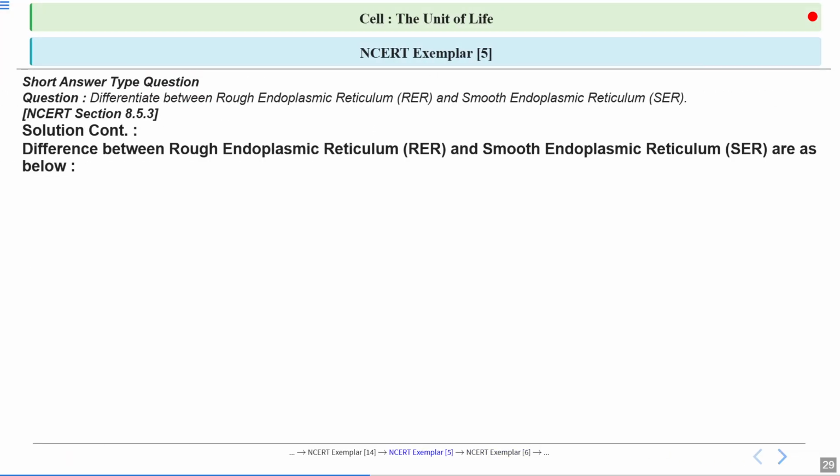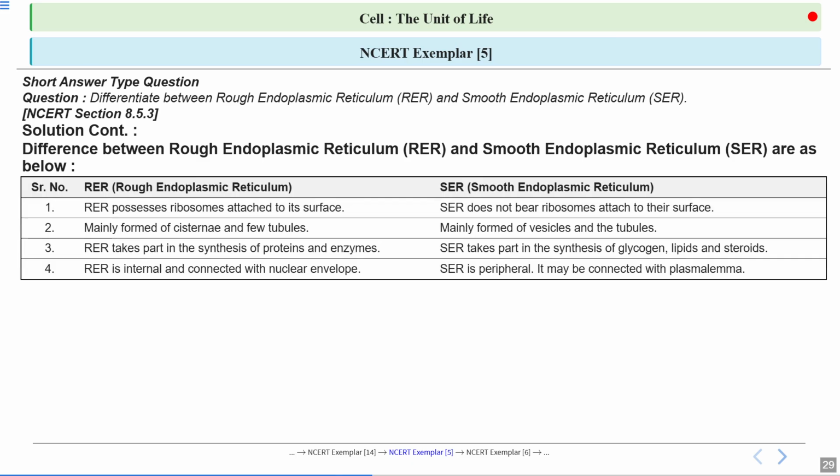Now, the actual answer, difference between the rough endoplasmic reticulum and the smooth endoplasmic reticulum. First difference, RER possesses ribosomes attached to its surface, while SER does not bear ribosomes on its surface. Second difference, RER is mainly formed of cisternae and a few tubules. So again, this is structure-based information. We are differentiating on the basis of the structure. So SER is mainly formed of vesicles and tubules, and here cisternae and few tubules.